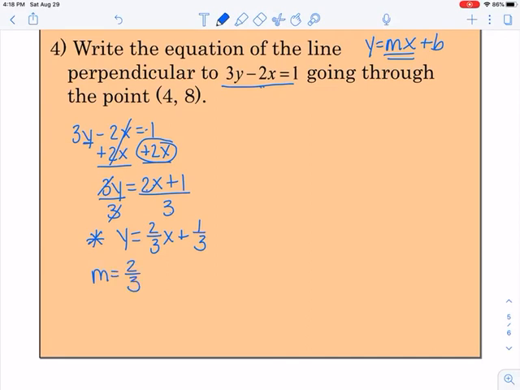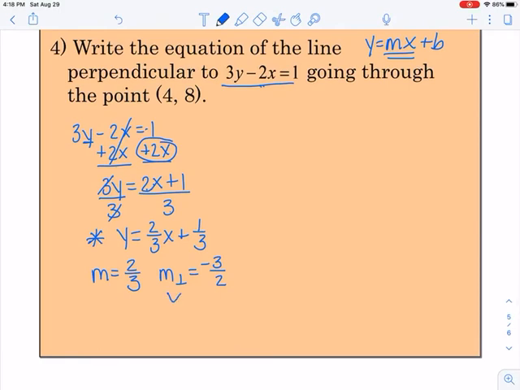Okay, but that is not going to be the slope of my new line. They're asking me to write the equation of a line that's perpendicular to that. So now I need the slope of a line that's perpendicular to 2/3. So I'm going to flip that. If I flip the 2/3, it'll become 3/2. And again, if the first one's positive, that means the second one's going to be negative. So the slope of the line that I'm writing is going to be -3/2.